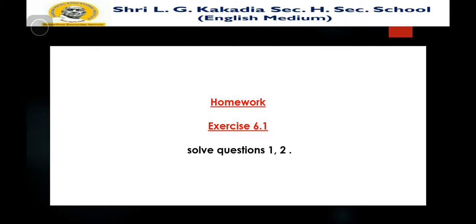In exercise 6.1, questions 1 and 2 are given. Similar to all these examples, try to solve them, and if you find any doubt, you can discuss it with me.